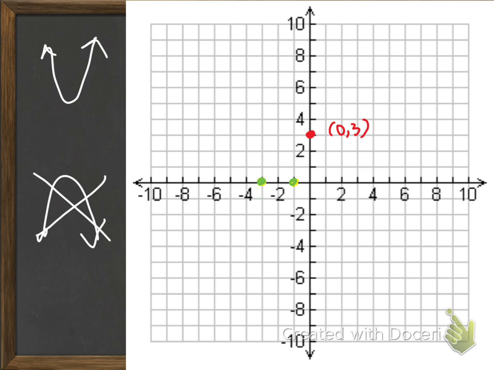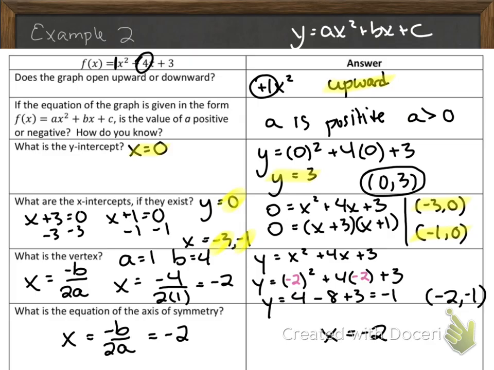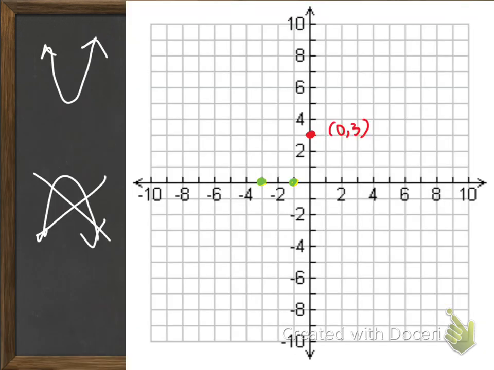So we have our y-intercept and our two x-intercepts, but we're going to need some more points. So another point that we have is our vertex. Our vertex is negative 2, negative 1. So let's draw that. The point negative 2, negative 1 is right there.